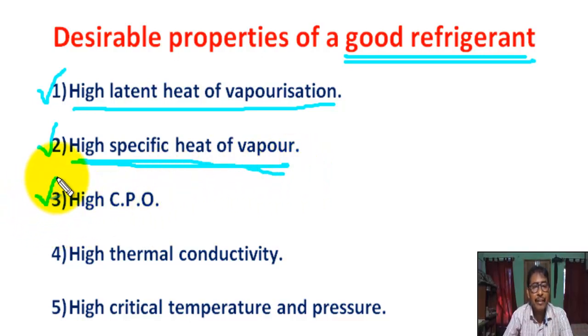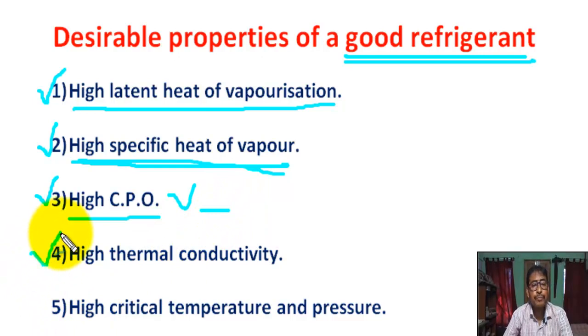Number 3, refrigerant must be high COP. For high COP, low power consumption per ton of refrigeration is always desirable.